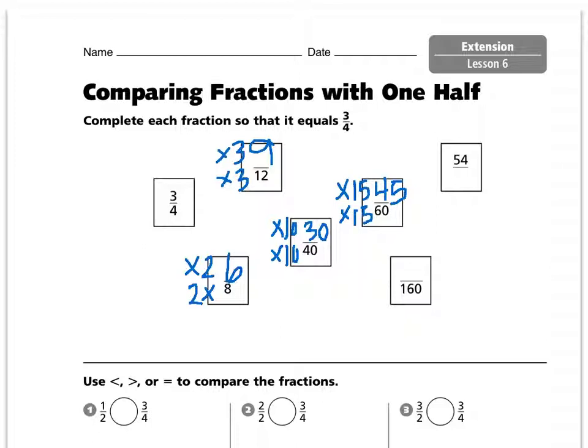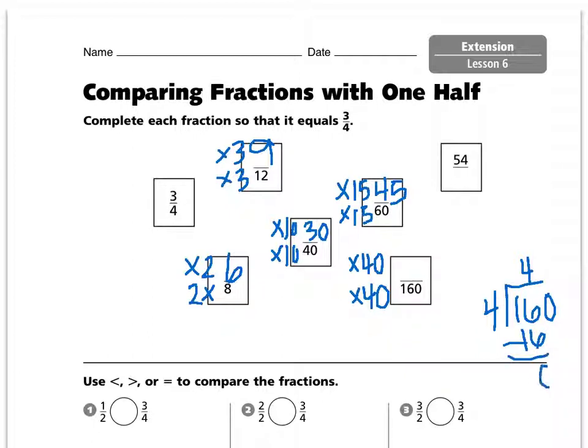Now I have 4 to get 160. I know that 4 times 4 will get me 16, but I need an extra 0 on the end. So I know that 3 times 40 will be the top. If I didn't know that, I could have done 160 divided by 4, and I know 4 goes into 16 4 times, and subtracted, I get 0, bring down the 0. 4 goes into 0 0 times, so times 40. 3 times 40 is going to be 120.